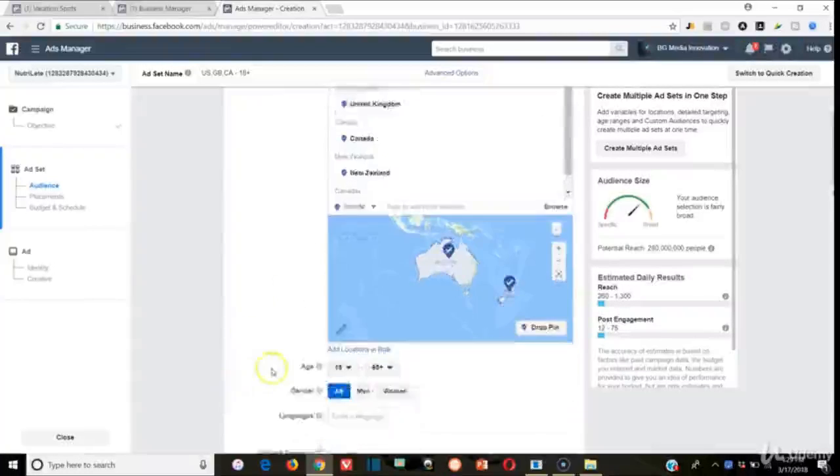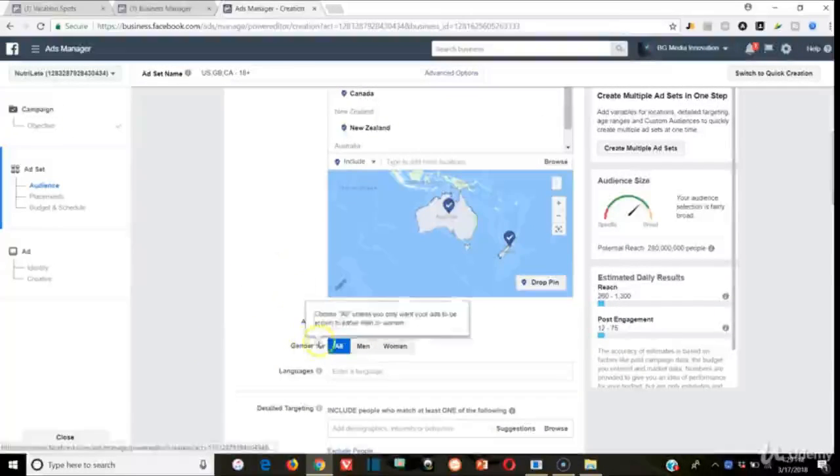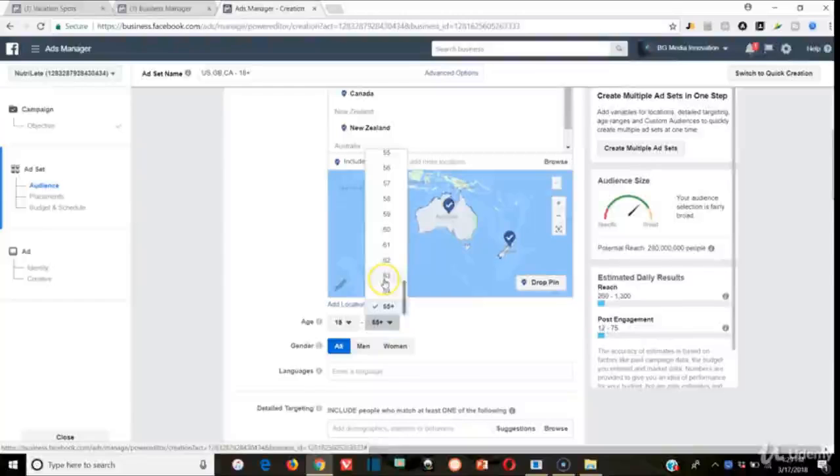Just like you could keep this broad, all genders, all ages 18 to 65 plus, and then slowly figure out who's responding to your ad better and then slowly target it down. It's going to be a slower process, but it works that way too. For me specifically, it depends on what my goals are.